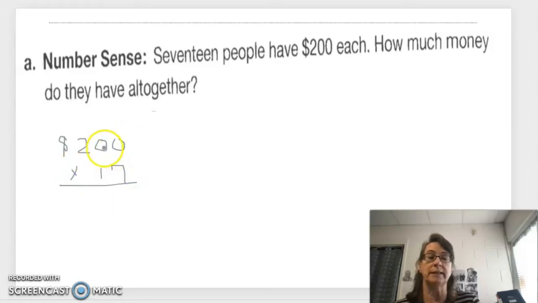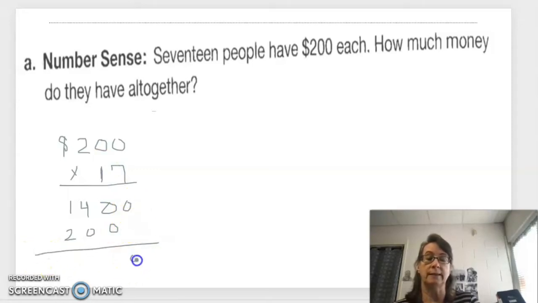So we're basically going to multiply 200 times 7, which would be a 0 and a 14, and then move over 1, and 200 times 1 is just 200. And we move over because that 1 right there is really a 10, so that right there is really a 0. We usually just don't write it down. And then we get a 0 and a 0 and a 4 and a 3. So $3,400 all together.